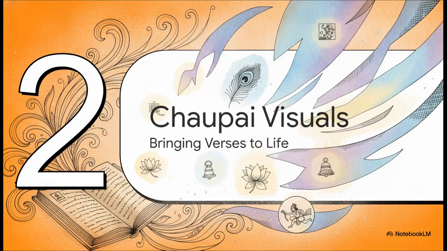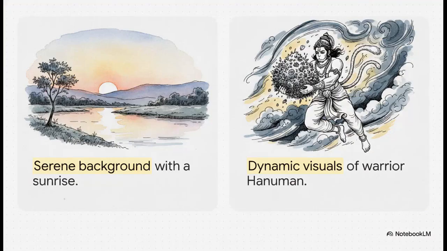Moving on to step 2, crafting the chop-high visuals, where we bring the verses to life. So the crucial takeaway here is visual contrast. We literally just established that incredibly peaceful, serene opening with our sunrise and gentle river. But as we move into the chop-high, which are the core verses of the Chalisa, we need a dynamic shift. We start bringing in highly energetic imagery. Think warrior Hanuman, or him carrying the massive Sanjivani mountain. The visual intensity absolutely has to match the energetic narrative of the text itself.